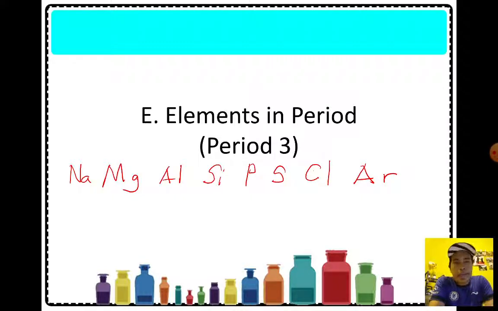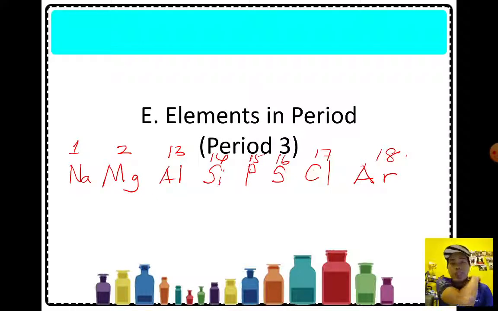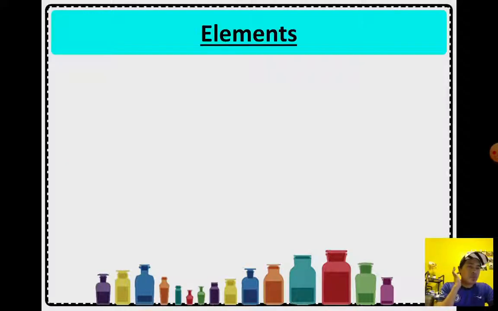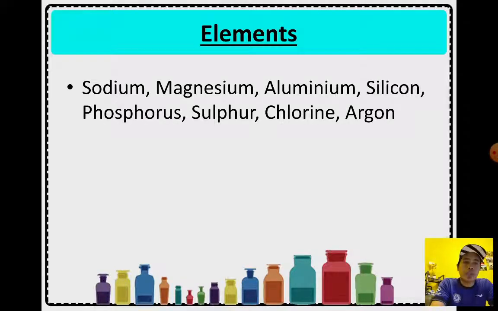Okay, so sodium, which is group 1, magnesium group 2, aluminium group 13, silicon 14, phosphorus 15, sulfur 16, chlorine 17, argon 18. Okay, so you have to remember all the elements in the period 3. So what do we need to know about the period 3? Okay, this is the elements: sodium, magnesium, aluminium, silicon, phosphorus, sulfur, chlorine, and argon.